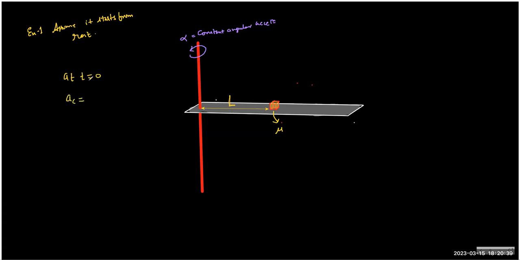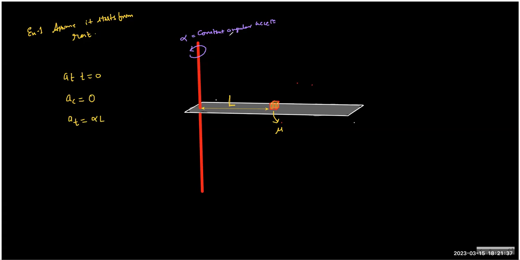What is the value of AC at t equals 0, guys? Zero. Very good. So you know AC is zero. Why? Because there is no velocity. Acceleration depends on velocity. There is no velocity, so because there is no velocity, AC is zero. But what about AT? What is AT here? Alpha into L.